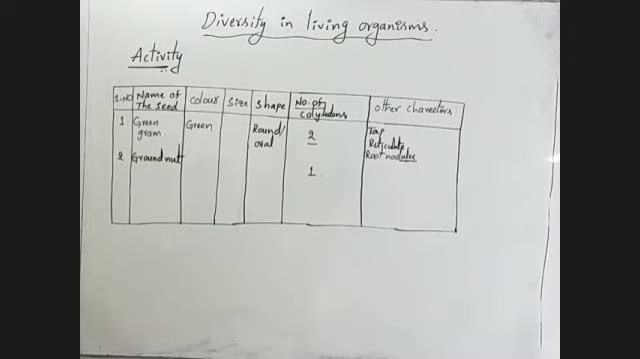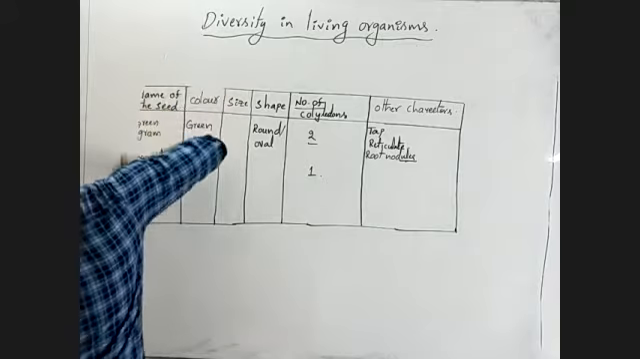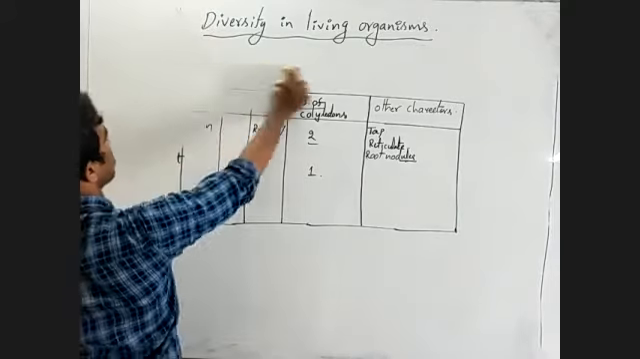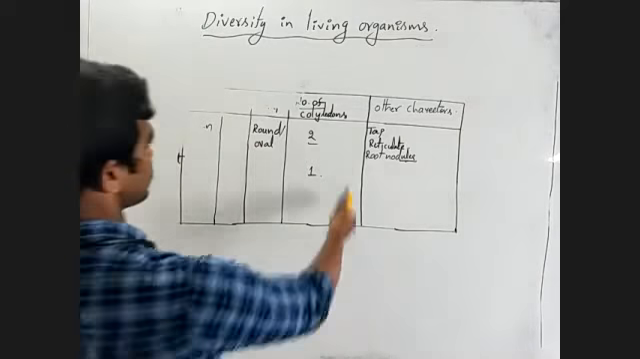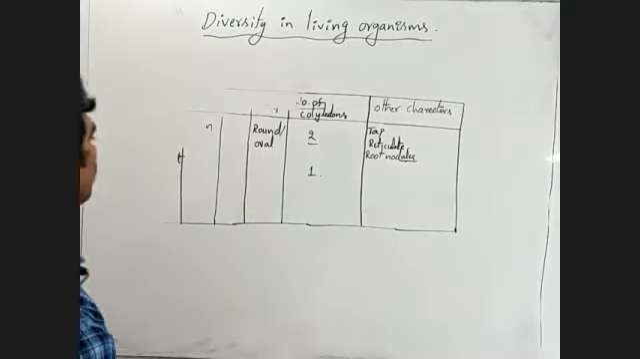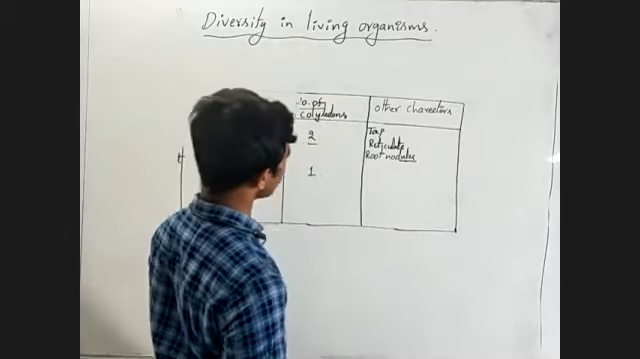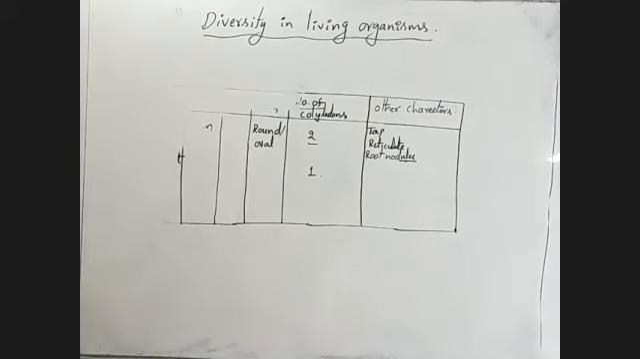Next, let us study another activity. Observe, based on some characteristic features, we can classify all the seeds into two. For example, based on the number of cotyledons, we can classify the seeds into two.